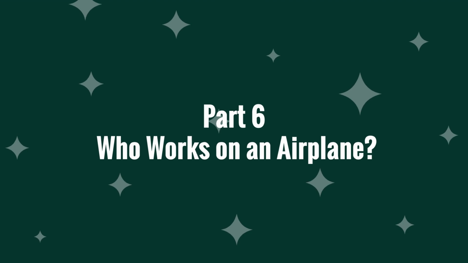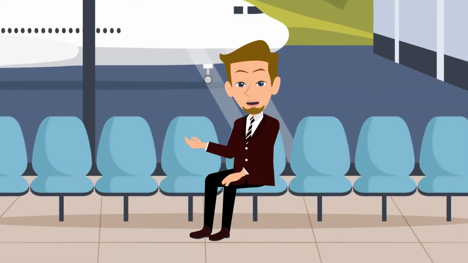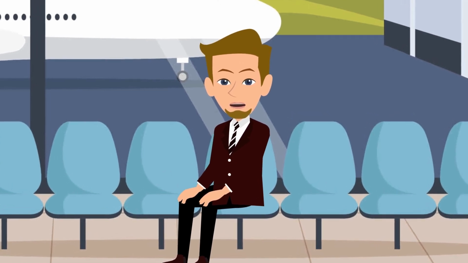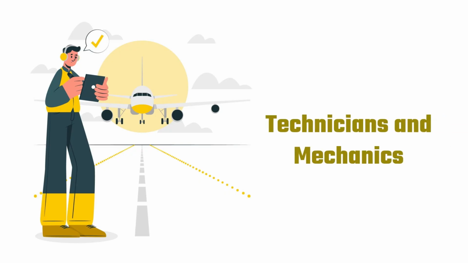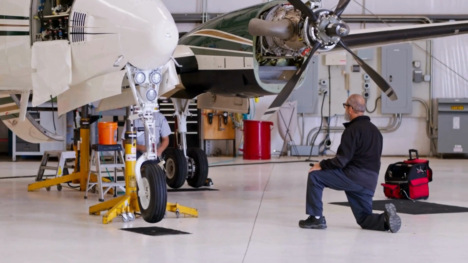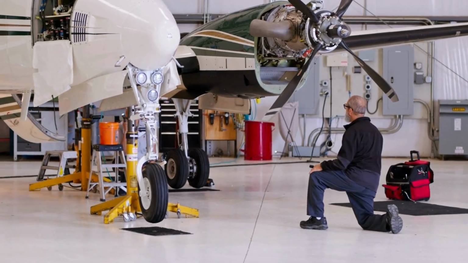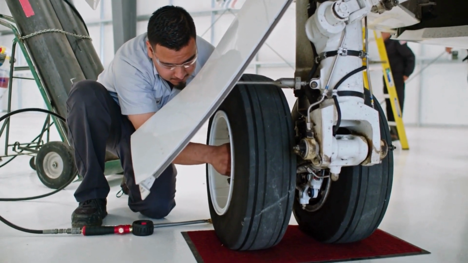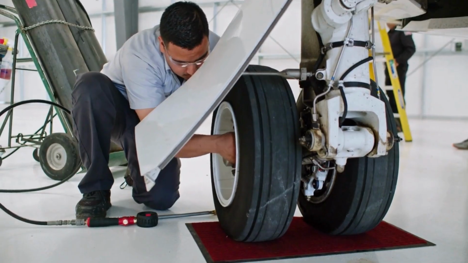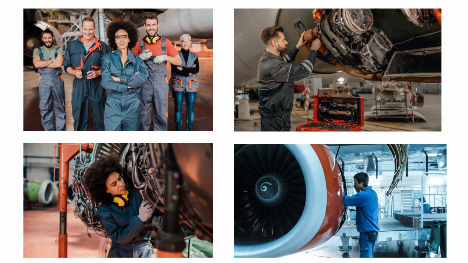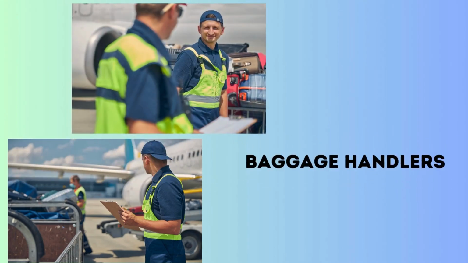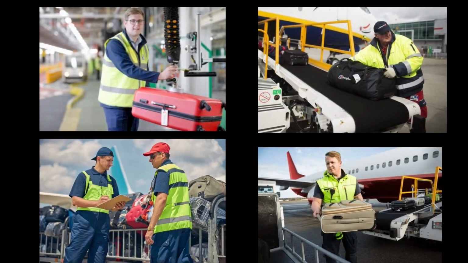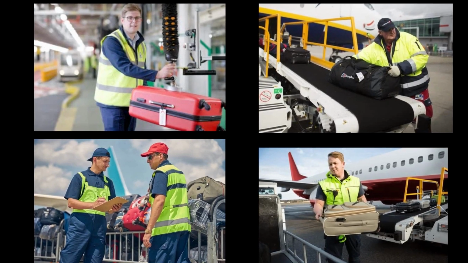Part 6. Who works on an airplane? Okay, now we know who works in an airplane, but who works on an airplane and what else is needed to make an airplane fly safely? Technicians and mechanics. These smart people work on the inside and outside of the airplane to ensure that everything works properly. They check the engines, repair any problems, and ensure that the airplane can fly safely. So these are also important people that we should highlight. Baggage handlers. These are the strong people who ensure that your luggage is safely loaded onto the airplane and unloaded when you arrive at your destination.